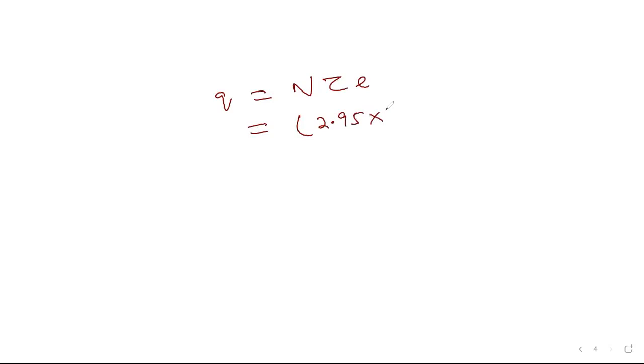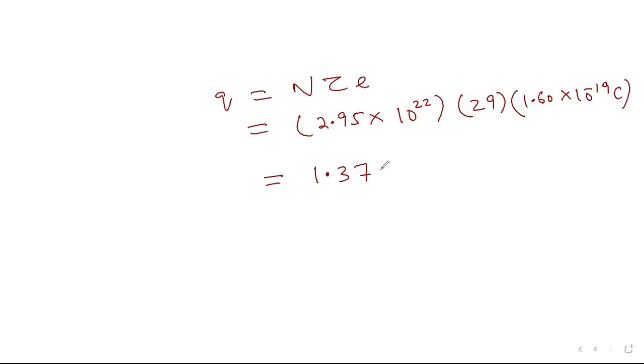2.95 × 10^22. Then you multiply it by Z, which is 29. Then you multiply it with the charge on the electron or proton, 1.60 × 10^-19 coulomb. When you multiply these numbers, you get 1.37 × 10^5 coulomb.